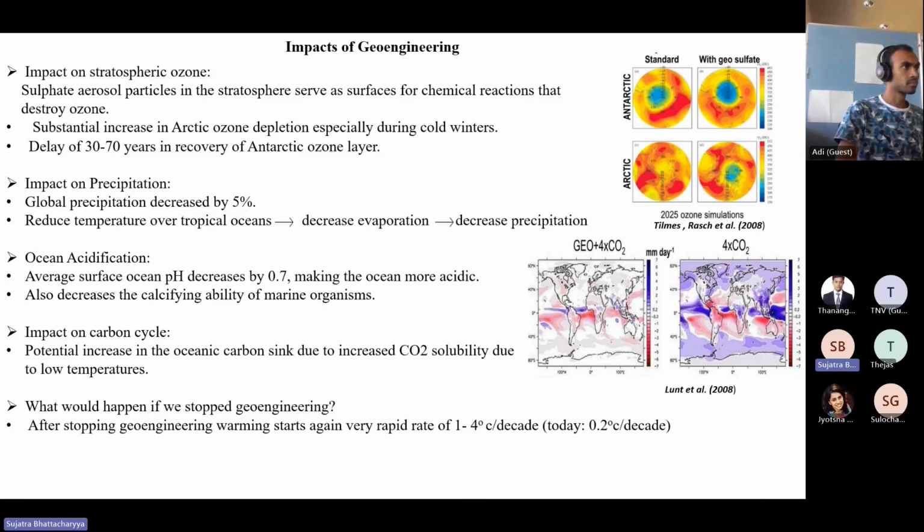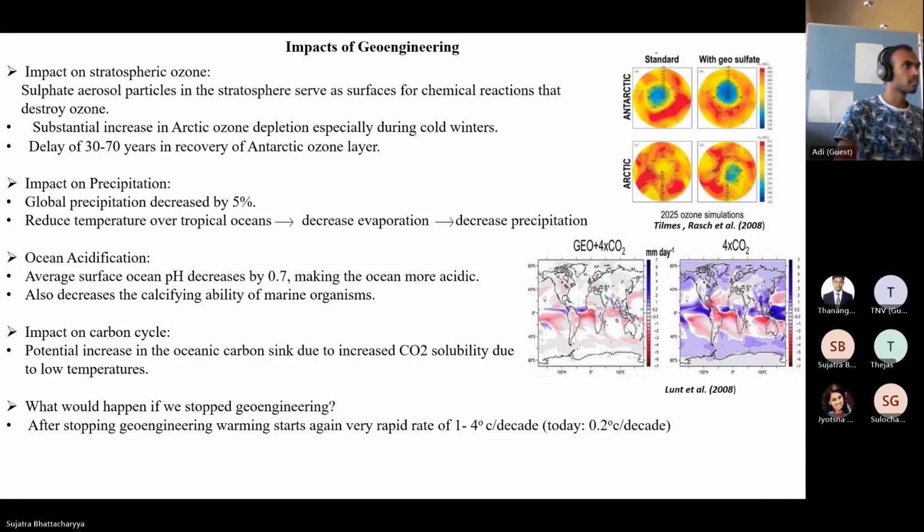There is also impact on the precipitation. The global precipitation decreases by 5%. If we reduce the temperature over the tropical ocean, that will decrease the evaporation, which further decreases the precipitation.